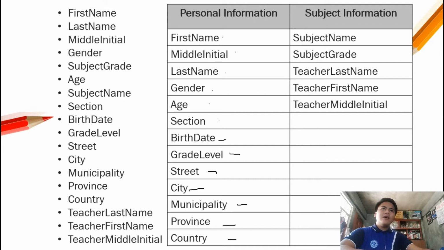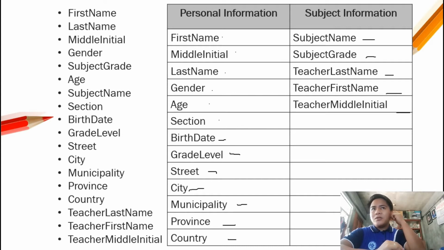And these are the subject information of students. The subject name. Pag sinabi kasi nating subject name, ang magiging record na po niyan is yung English, Science, Filipino. Yun na yung magiging record ng subject name. Mamaya makikita nyo po siya. And of course, we have the subject grade, kung ilan ang average nyo dun sa subject na yun. And of course, the teacher last name, teacher first name, and teacher middle initial.